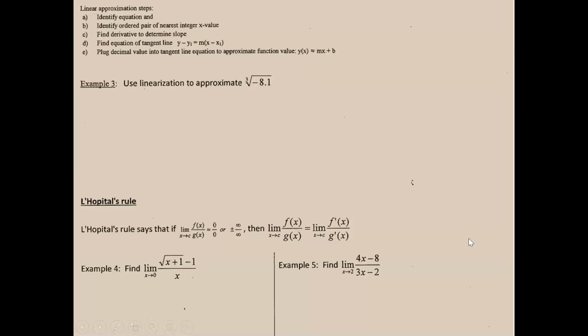All right, let's take a look at example 3. Okay, go ahead and take a look at this. We're going to go ahead and use a linear approximation to approximate the cube root of negative 8.1. So again, start off with identify the equation. So my equation is going to be y equals cube root of x. X is going to be the number closest to that. So closest number to negative 8.1 is just negative 8. So y equals the cube root of negative 8 is going to be, of course, negative 2.